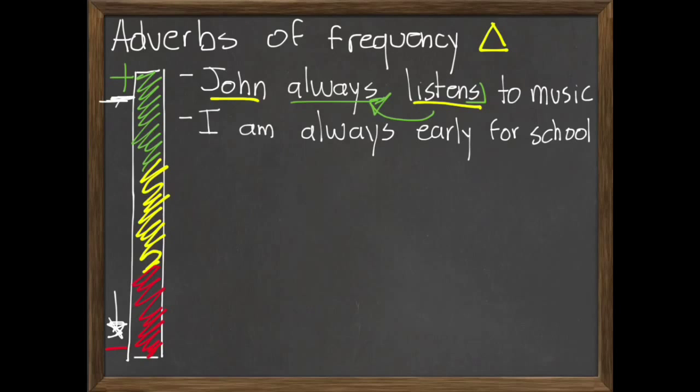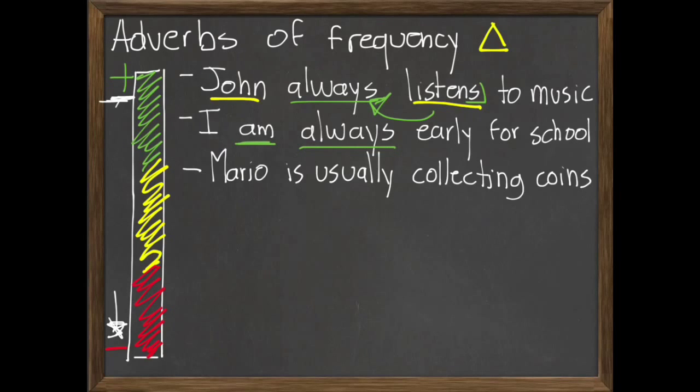I am always early for school. In this case, because we use a form of the verb to be, we place always, or the adverb of frequency, after the verb. So now, let's look at another example. Mario is usually collecting coins. Here, we again use a form of the verb to be, and this time we use usually, which is less often than always.